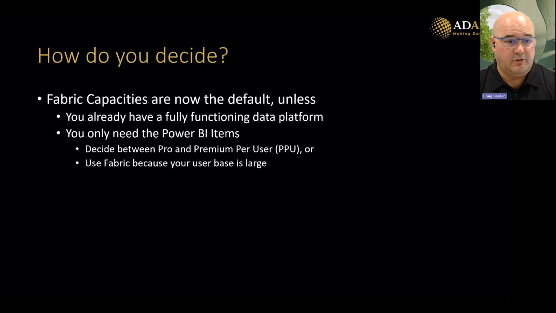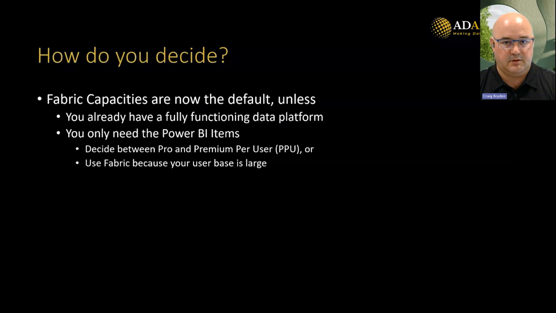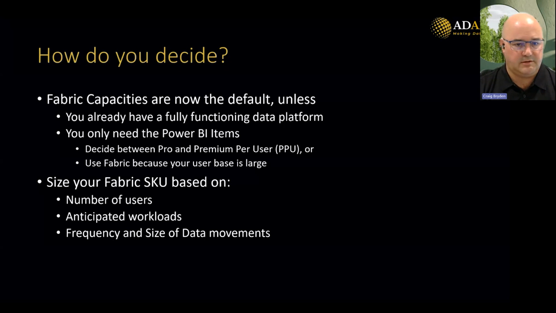Or a situation in which you only need the Power BI items. In that case, decide between Pro and Premium per user based on their relative capabilities. Or if your user base is sufficiently large where the sum of the user licenses gets to the point where it's larger than it would cost you to purchase an F64. And then size your Fabric SKU based on, there's many things to consider, but probably the top three things to consider are number of users, the anticipated workloads, and the frequency and size of data movements.